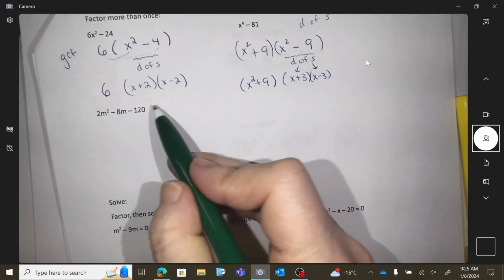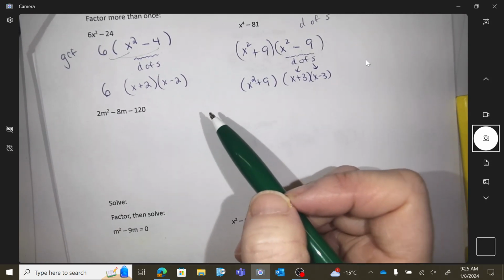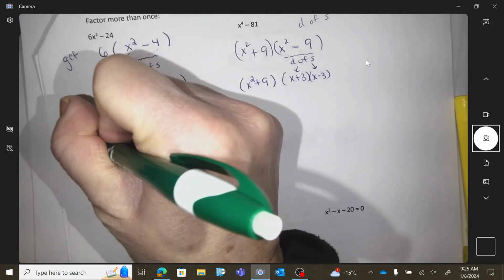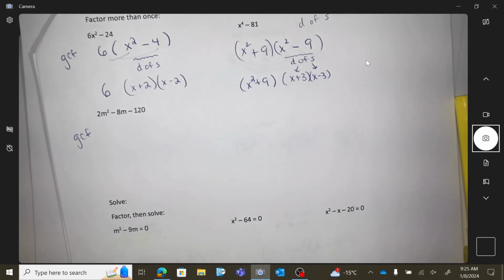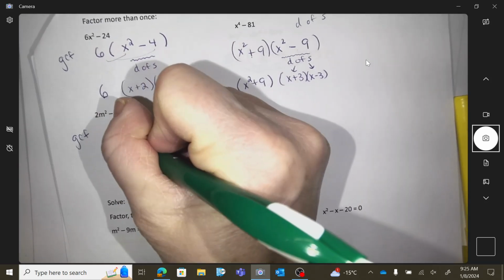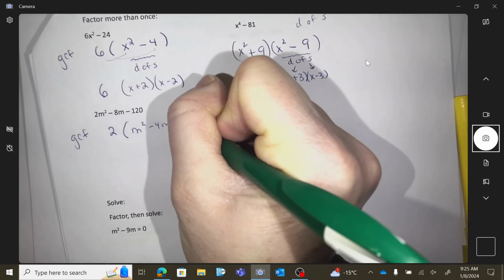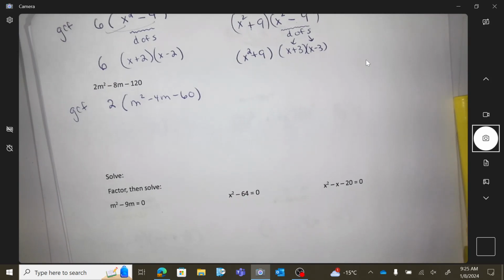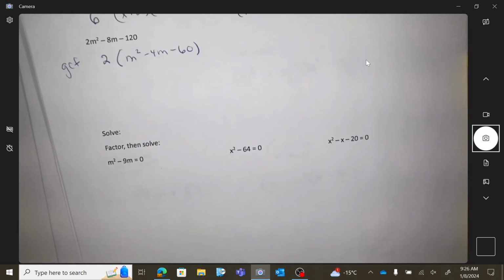Okay, and this last one, scan it. Which style do you want to start with? Was your answer to that GCF? There is something you could divide out of all 3 terms, which would be a 2. They're all divisible by 2. Okay, factor more than once.